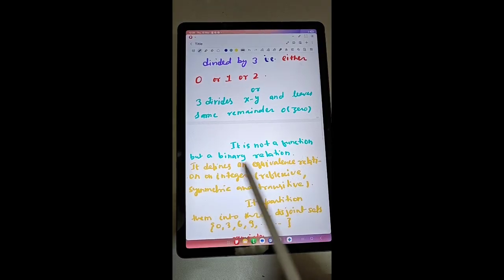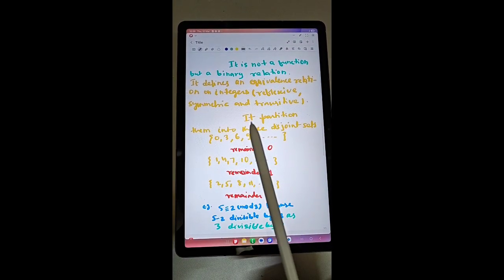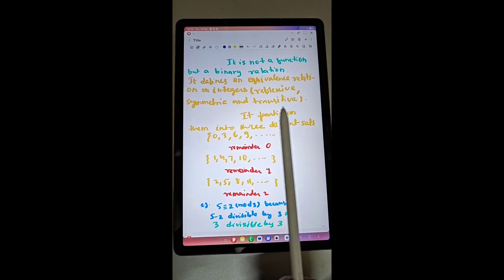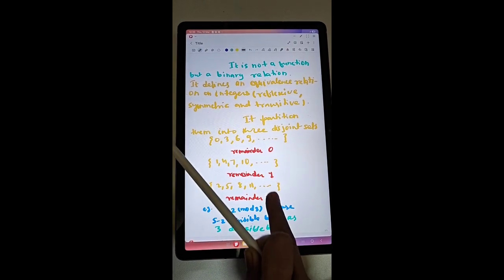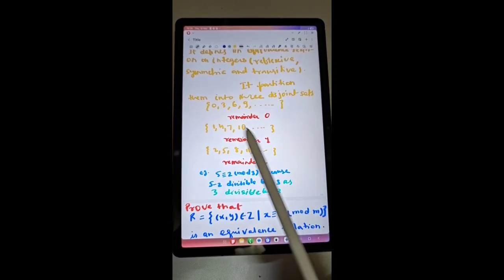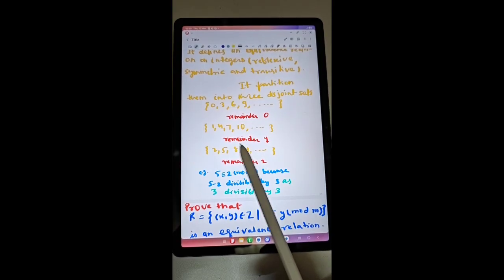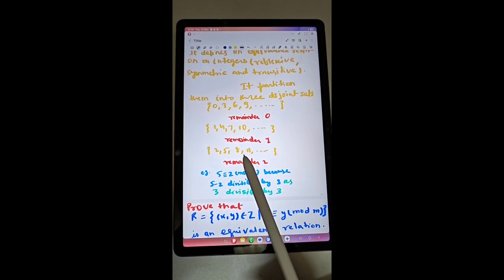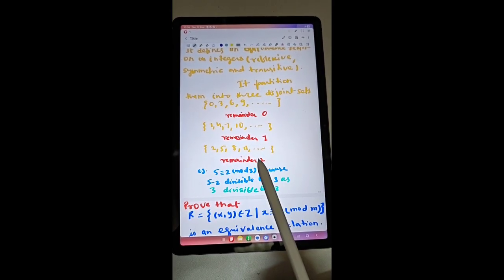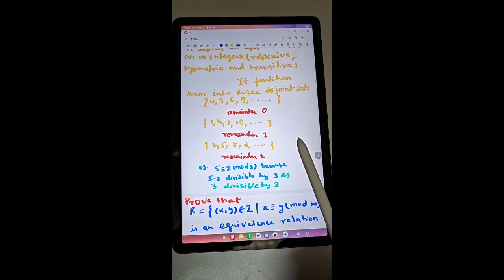It is not a function, it is a binary relation, relating two numbers. It defines an equivalence relation because this relation is reflexive, symmetric and transitive. We will prove this further. It also partitions the integers into 3 disjoint sets: one set is 0, 3, 6, 9; another is 1, 4, 7, 10, where the remainder is 1; and another is 2, 5, 8, 11, 14 and so on, where the remainder is 2. So these 3 sets exist for congruence modulo 3 in the case of integers.